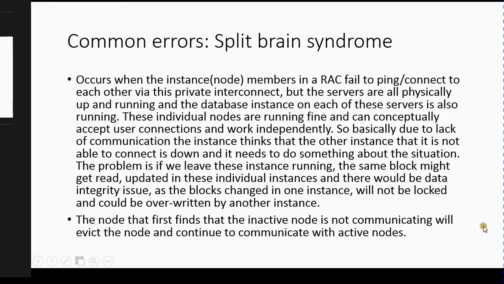Also, another thing that's really important is how the nodes go about evicting each other. The node that finds the inactive node first is the one that's going to perform the eviction. So if node 1 was the first one to realize that node 3 is no longer active, then that's going to be the one to get rid of that node.